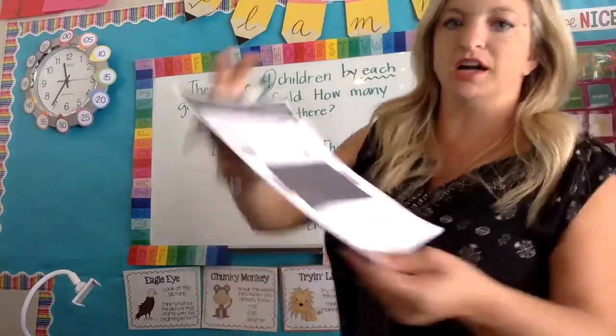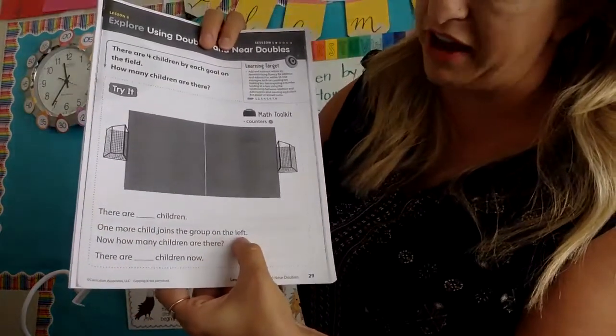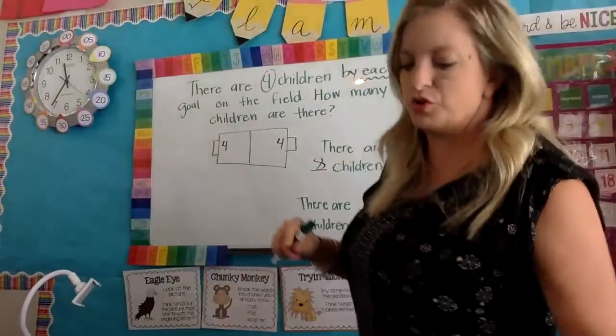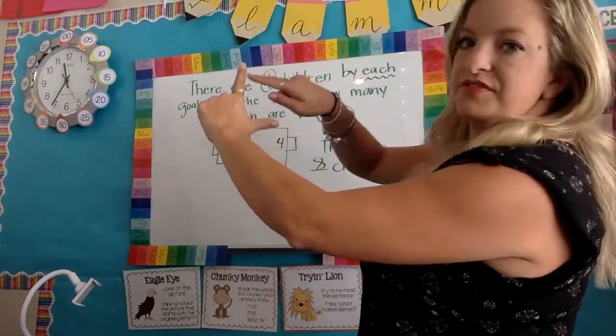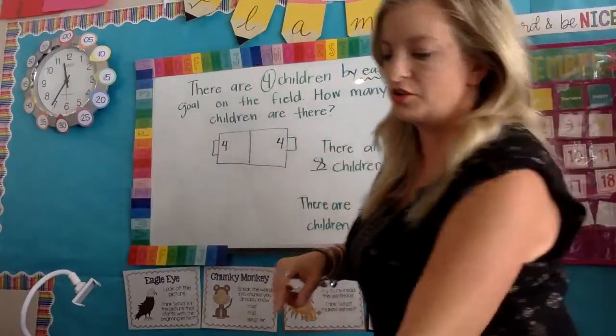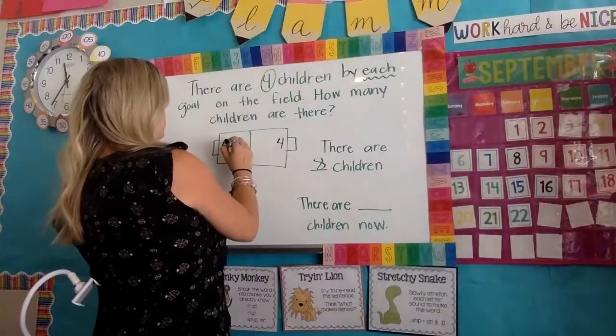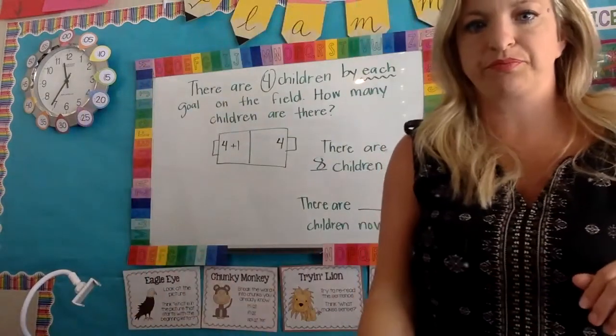Now down at the bottom it says, one more child joins the group on the left. So if you don't know your left from your right, you hold up an L, and the left side makes a perfect L. So this is the left. So I'm going to add one kiddo there on the left side. So go ahead and do that.